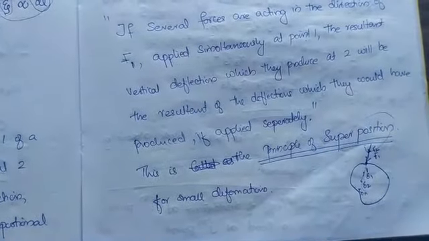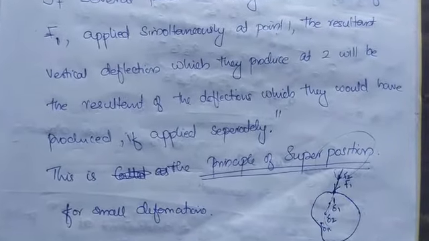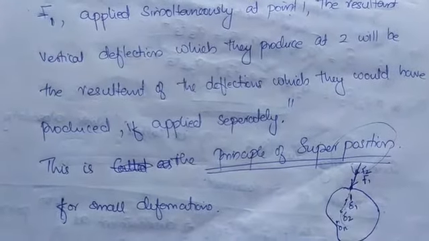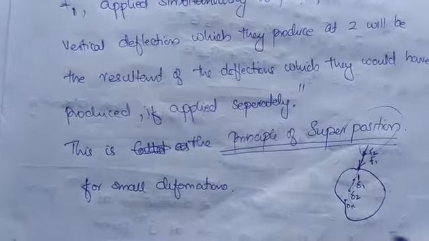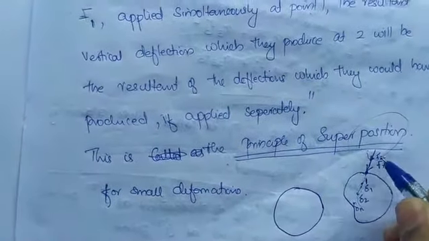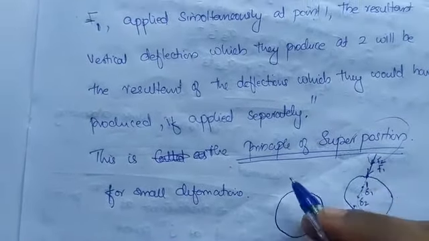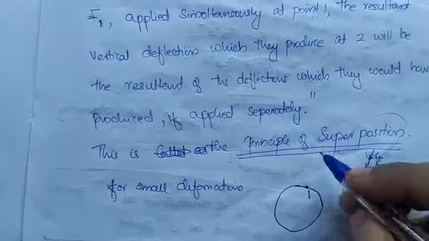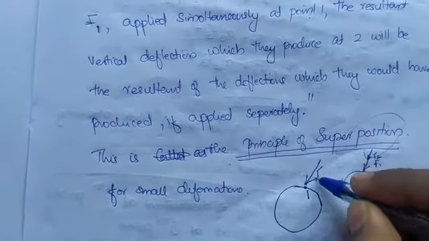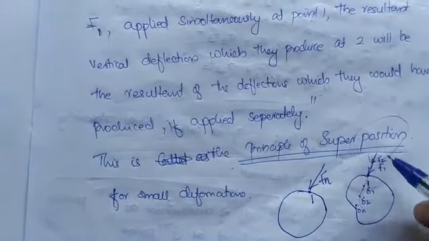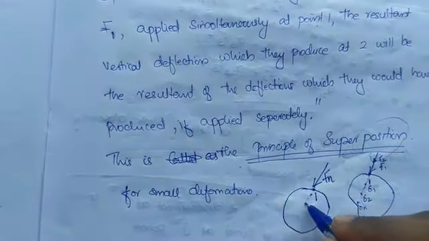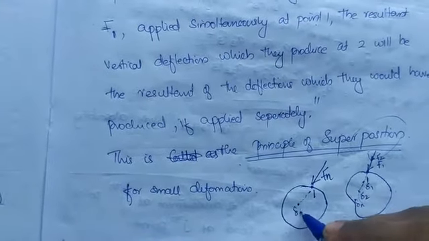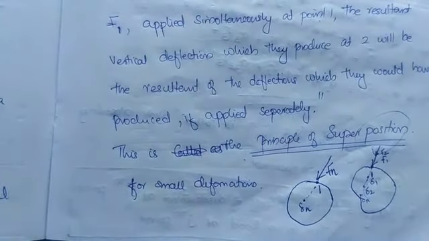Suppose delta n is the total displacement. That will be the same as when the total force, F1 plus F2 plus etc. up to Fn, is applied at the same point. How many forces are there? Then it causes a displacement delta n itself. That is what it shows.